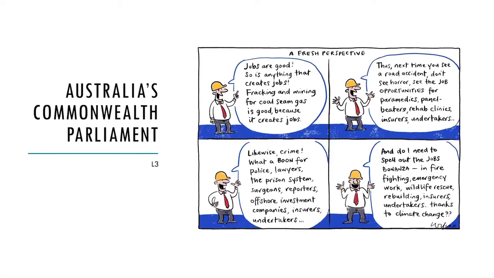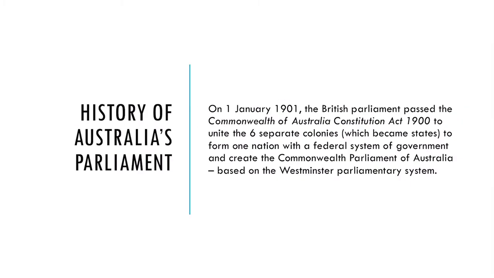This video is going to look at the structure of Australia's Commonwealth Parliament. The word Commonwealth is often interchanged with federal parliament, so we're going to be looking essentially at Australia's central government, which is located in Canberra.